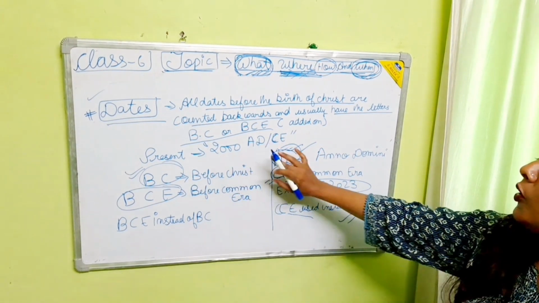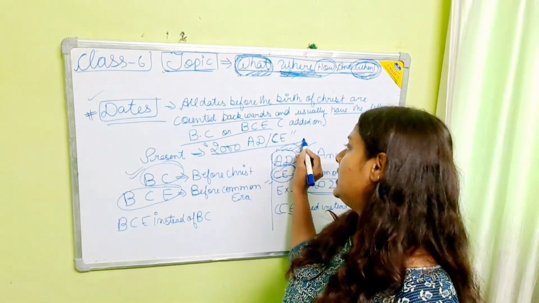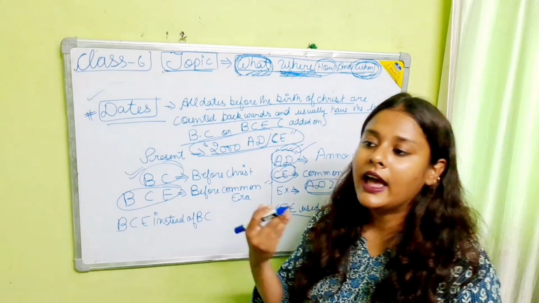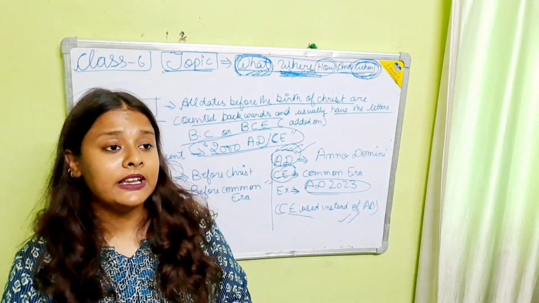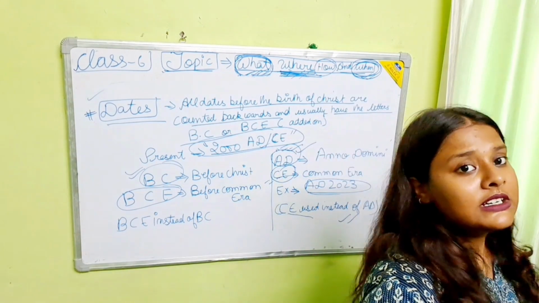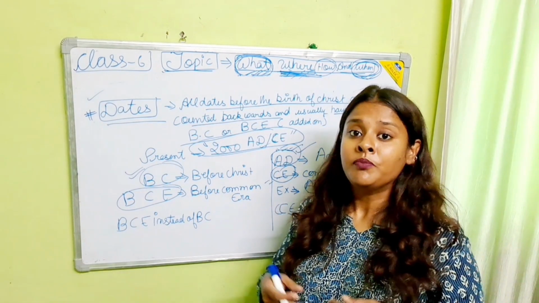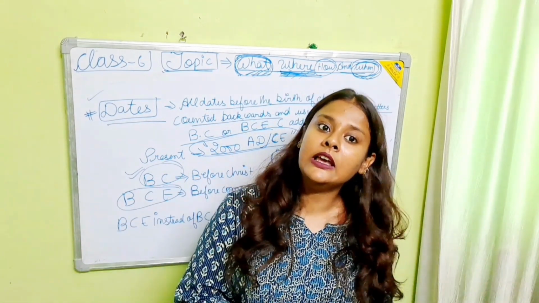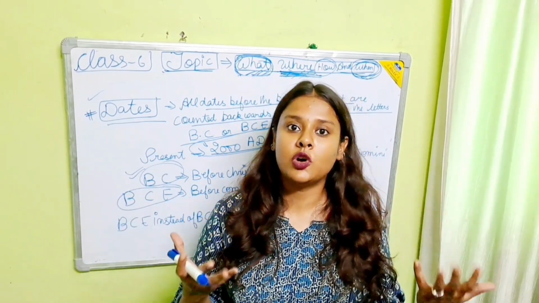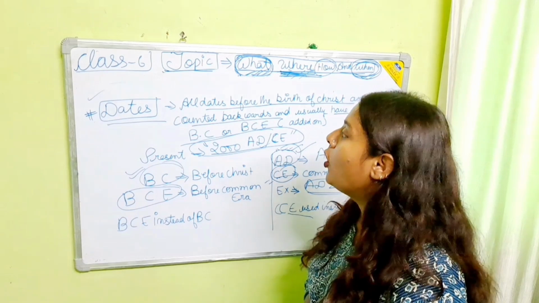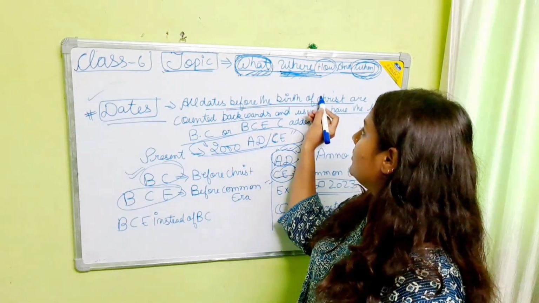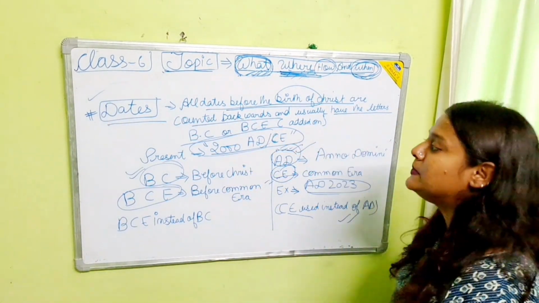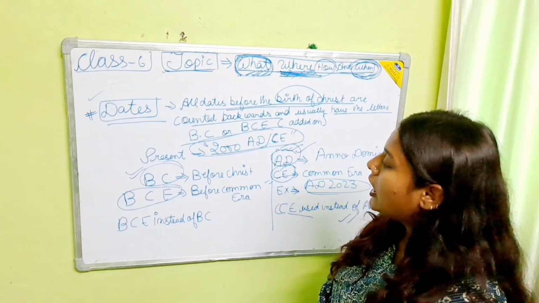I hope it is clear now. When we talk about the present day, that is 2000 AD or CE. AD is Anno Domini and CE is Common Era. These things should be clear in your mind. In fact, a question can be asked, what is the full form of AD? So AD is Anno Domini. What is BC? Before Christ. BCE, before Common Era. CE, that is Common Era. You should be aware of all these things. And all the dates before the birth of Christ are counted backward and usually have the letters BC or BCE. I hope it is clear now, all about dates.